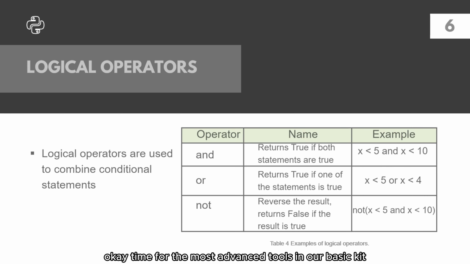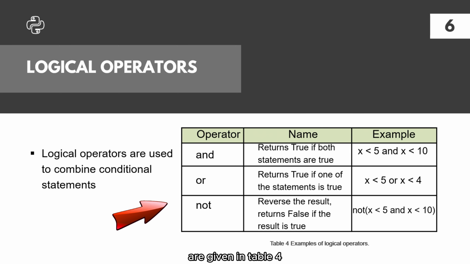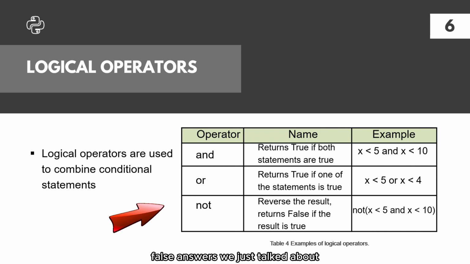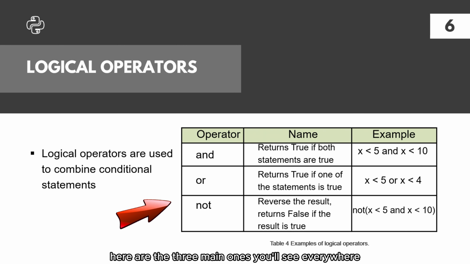Okay, time for the most advanced tools in our basic kit. If comparisons and operators are the scales, then these guys, the logical operators, are definitely the brains of the whole operation. Logical operators are used to combine conditional statements. The examples of conditional operators are given in Table 4 as follows. They let our code take all those true-false answers we just talked about and combine them to make some really complex decisions. Here are the three main ones you'll see everywhere: and, or, and not.